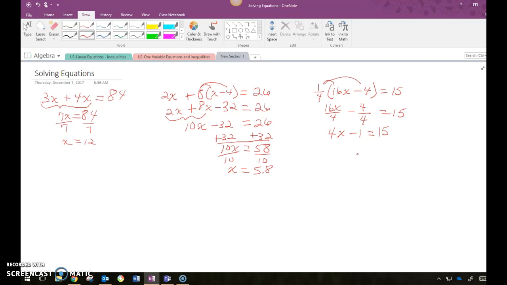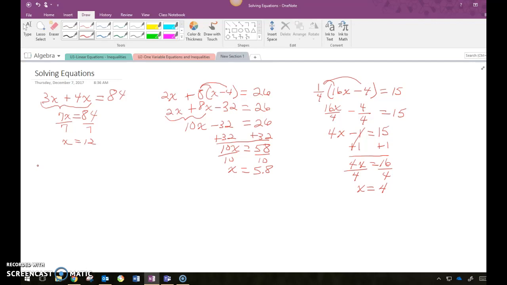I always want to get rid of the thing that's furthest from x first on the same side of the equal sign. So I need to add 1 to undo the subtraction. That eliminates this. Now I have 4x equals 15 plus 1, which gives me 16. Next I'll divide by 4 to undo the multiplication, and x equals 4.